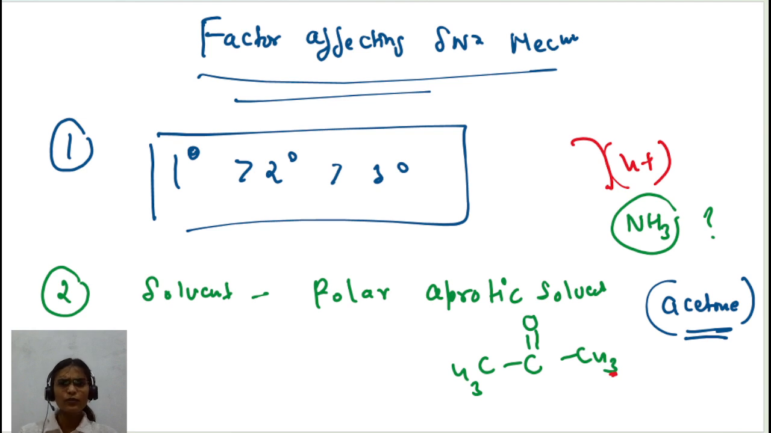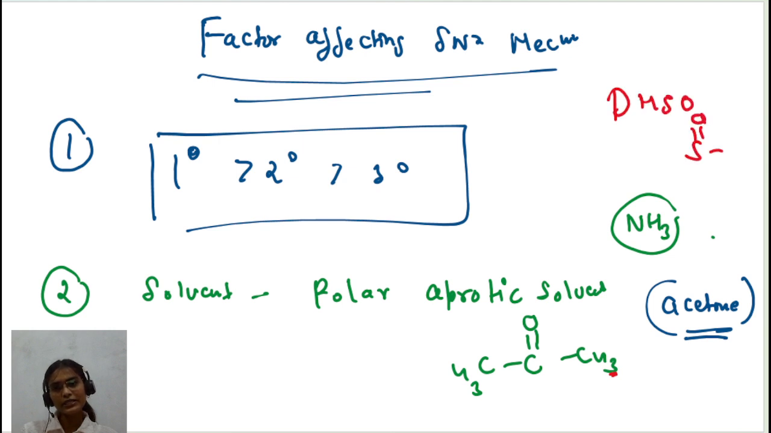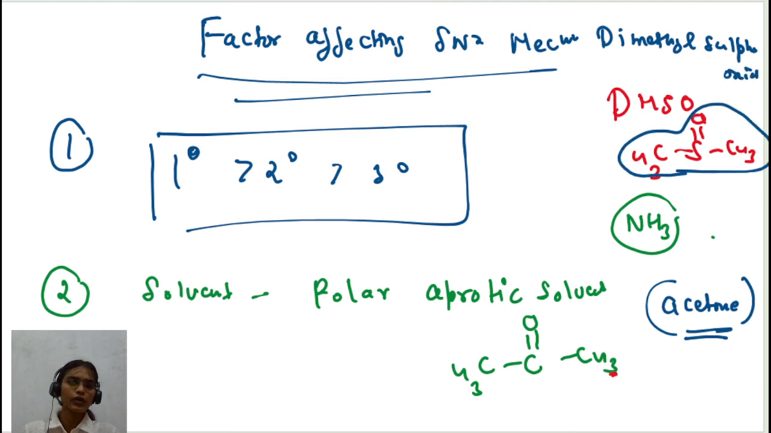Okay, that's it. Most commonly used is ammonia, and you can find out about DMSO as well. So what is DMSO? D for di, M for methyl, and sulfoxide, dimethyl sulfoxide. This is the meaning of the word DMSO. Most commonly used are DMSO or acetone. That's it. This is all for the solvent.